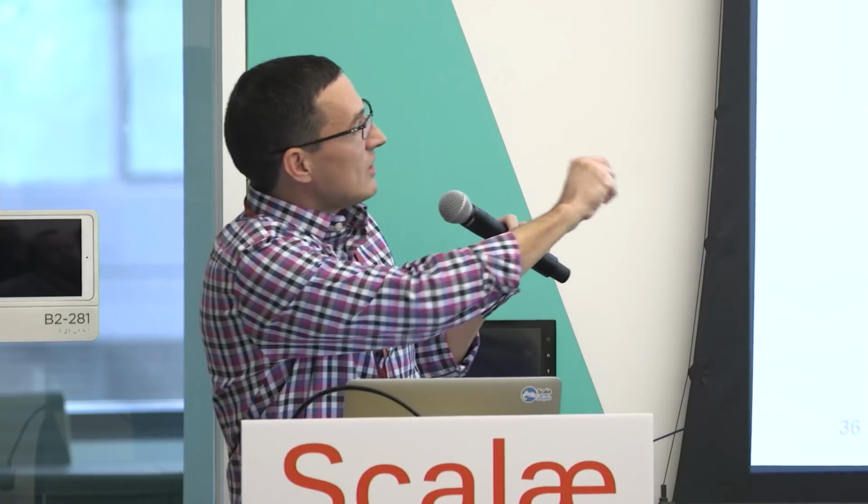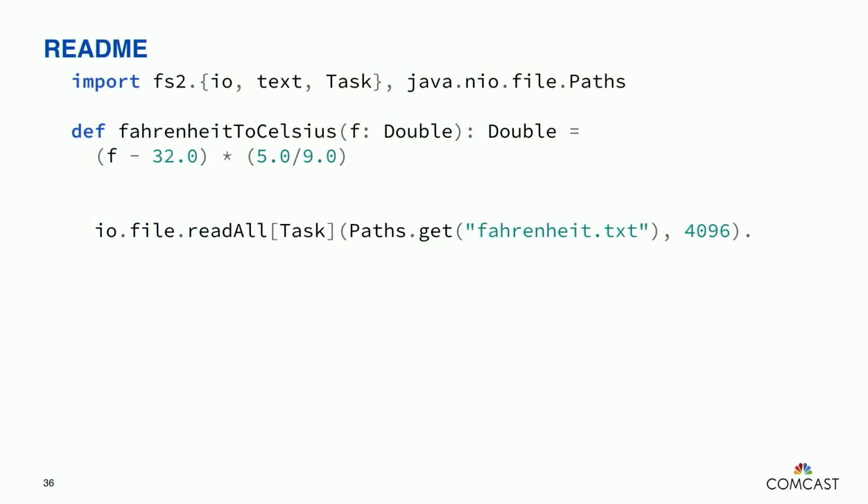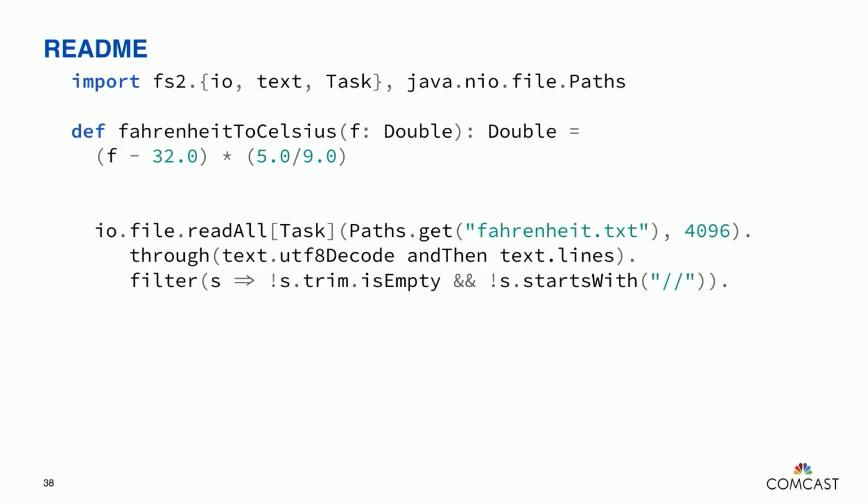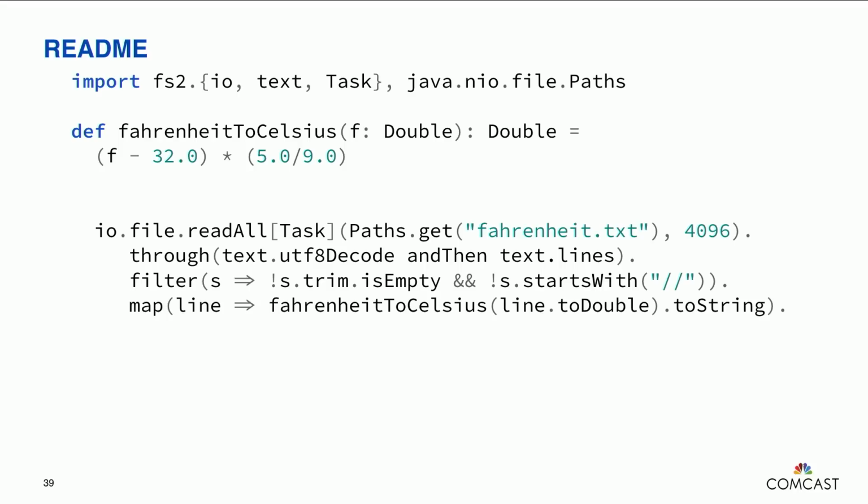So bear with me. The way we do that here is we use this I/O package from FS2, and we say, read all of the bytes from this Fahrenheit.txt file in 4 kilobyte chunks inside the effect task. We then want to push those bytes through that pipe we just composed. So we take this UTF-8 decode, do the line chunking. And then we want to start using some collection-like operations. So here we get rid of all empty lines. We get rid of all lines that start with comments. We map over each individual line and parse the string as a double, convert the double from Fahrenheit to Celsius, then convert it back to a string.